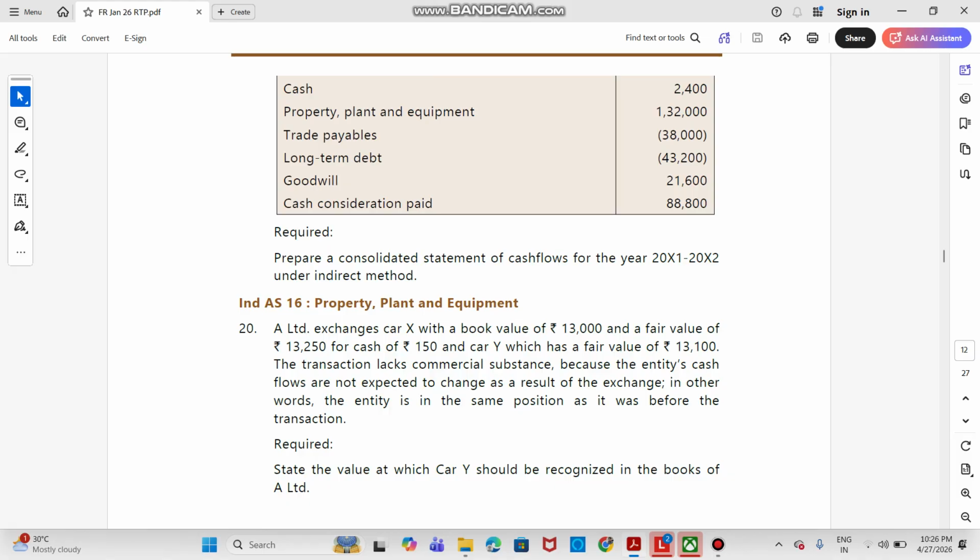Let's quickly take a look at one question from Ind AS 16, January 26 RTP, question 20. A Limited exchanges car X with a book value of rupees 13,000 and a fair value of rupees 13,250 for cash of rupees 150 and car Y, which has a fair value of rupees 13,100. The transaction lacks commercial substance because the entity's cash flows are not expected to change as a result of the exchange. In other words, the entity is in the same position as it was before the transaction. State the value at which car Y should be recognized in the books of A Limited.